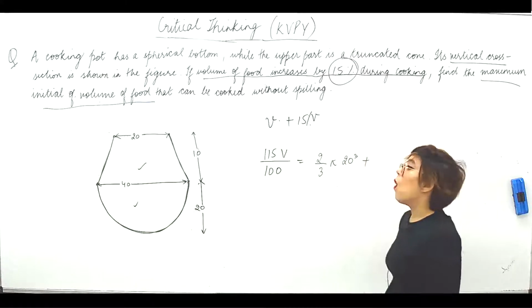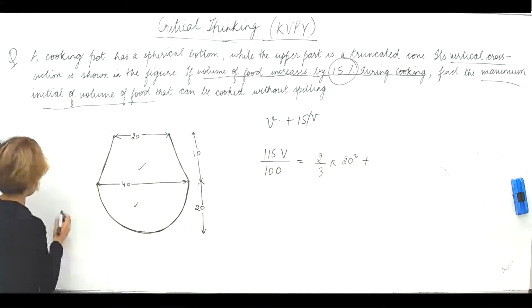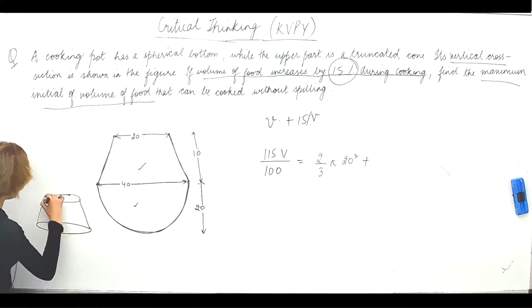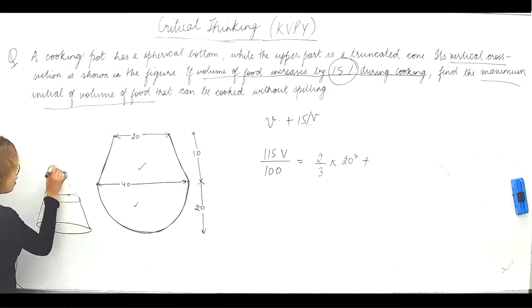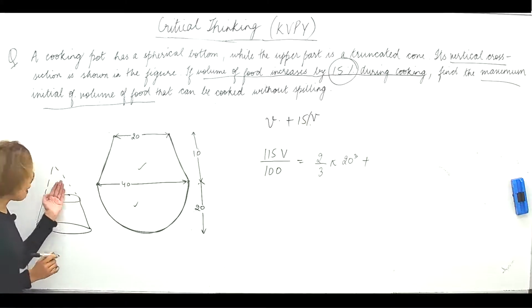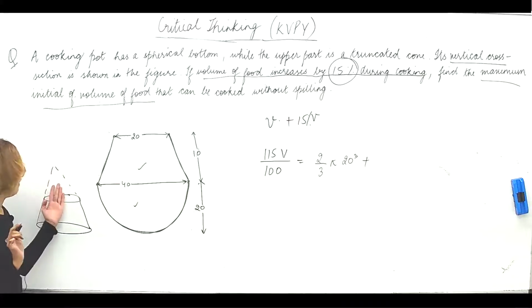plus. Now, I need to write the volume of this truncated cone. I know this truncated cone looks something like this. If I complete it, I will have a cone. So, if I want the volume of this, I'll find the volume of the entire cone minus the volume of this cone. Right? Okay. So, volume of the entire cone, dekhe.